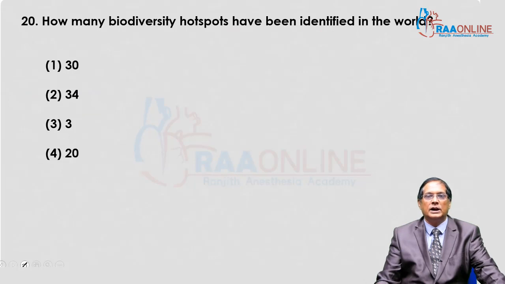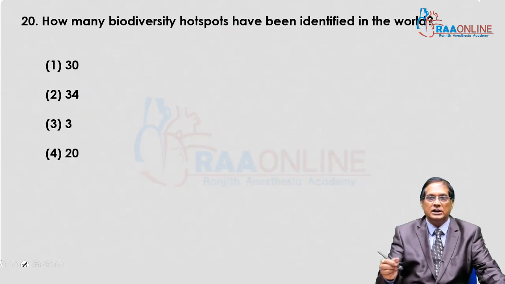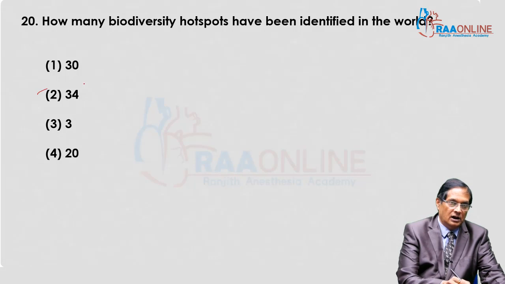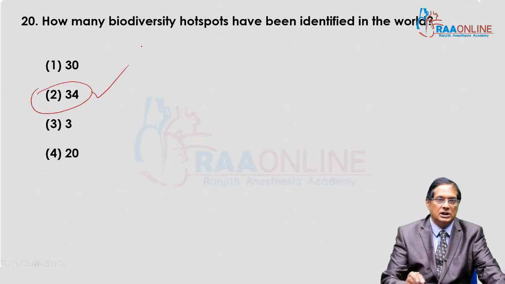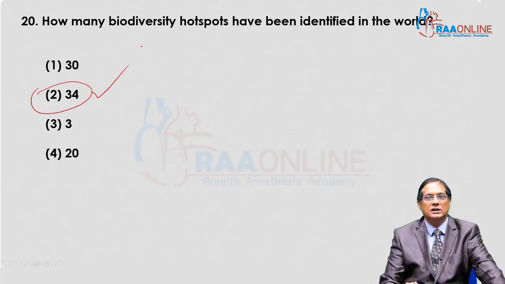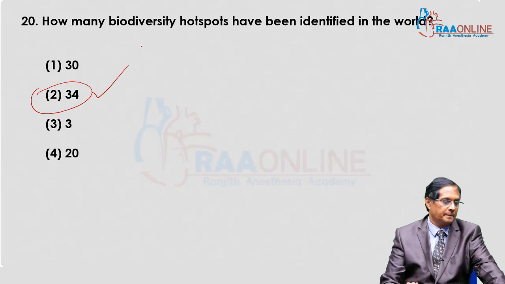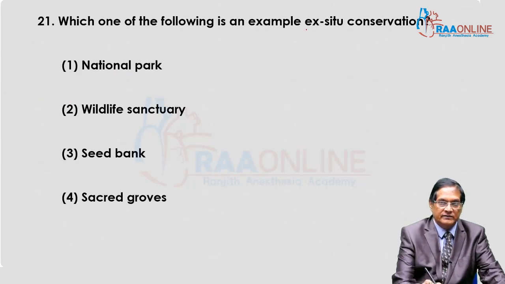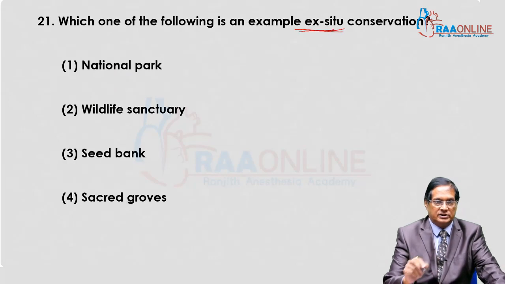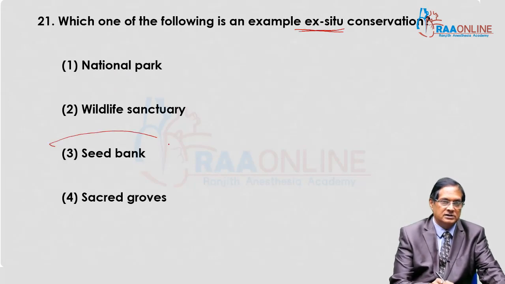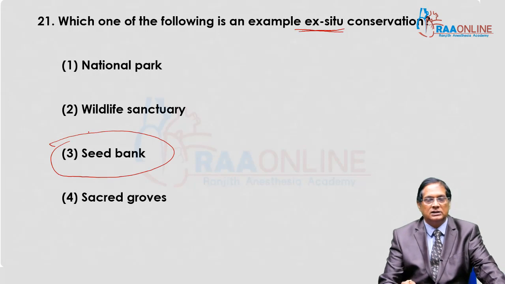Twentieth. How many biodiversity hotspots have been identified in the world till date? The answer is GK based, that is 34. Ex situ conservation is off-site conservation. Seed bank is ex situ conservation, whereas others are in situ.